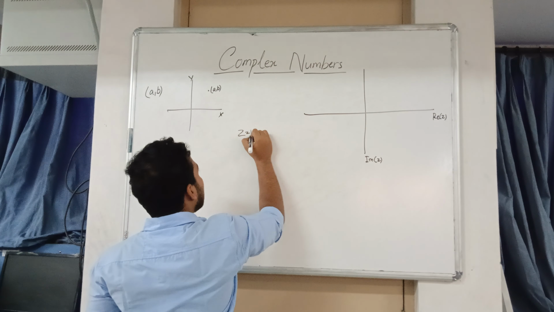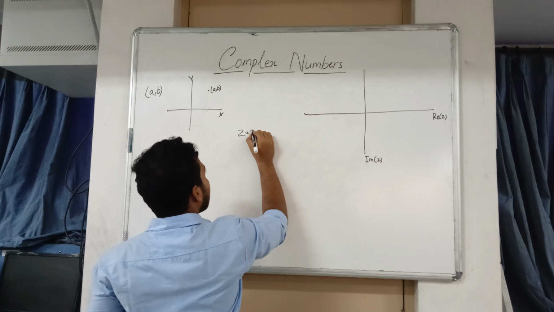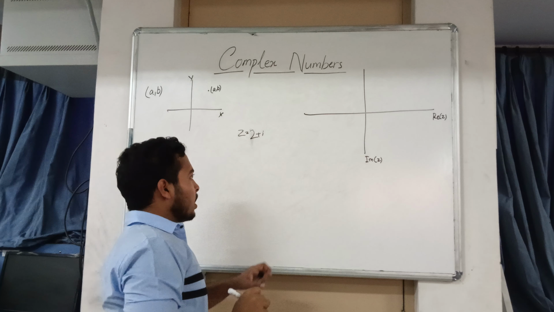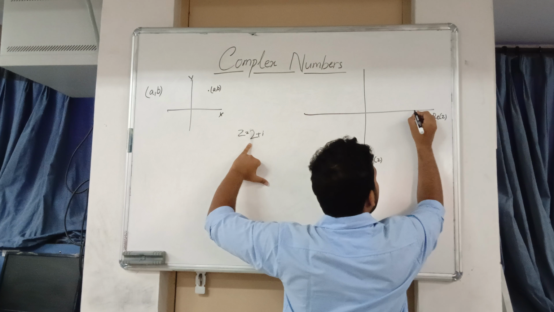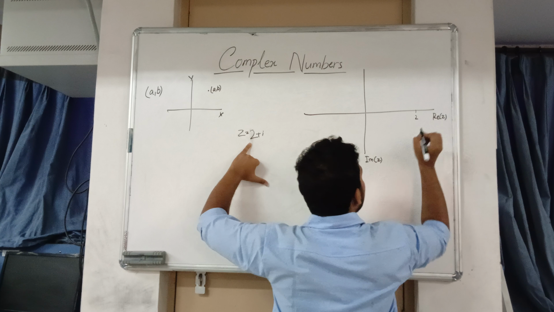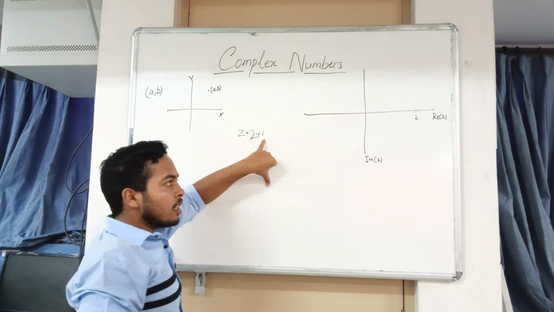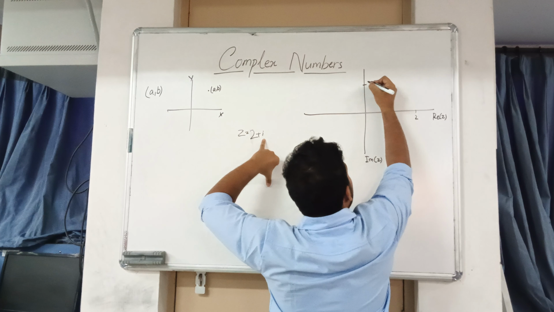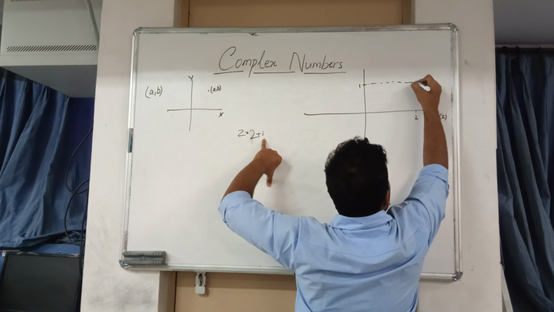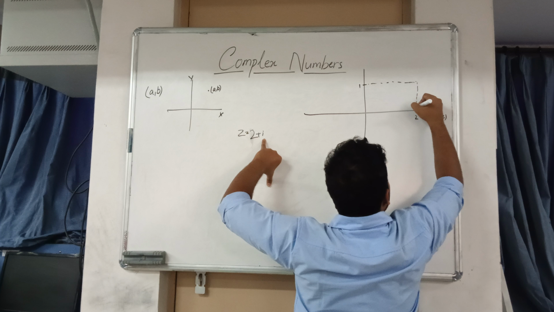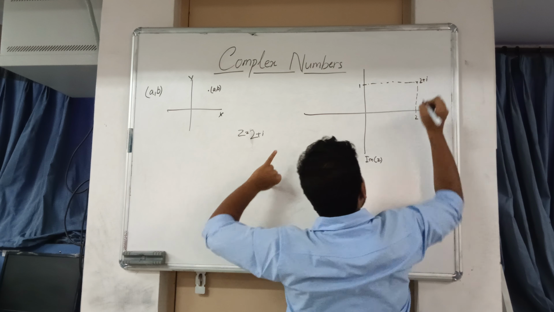Suppose z is equal to 2 + i. Then the real part of z is 2, so let's take 2 units here. Suppose this is my 2. And the imaginary part of the complex number z is 1, so take 1 unit over here. So my complex number would be somewhere here. This would be 2 + i.